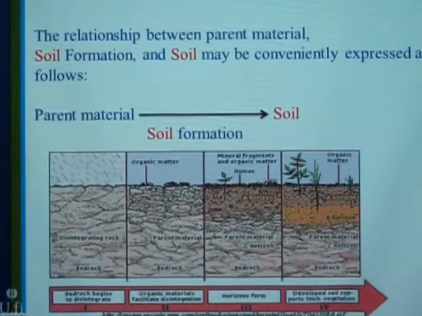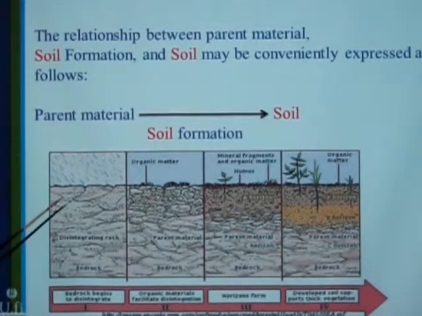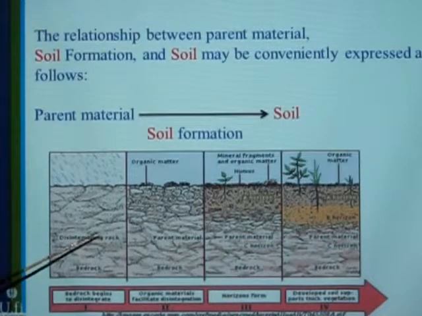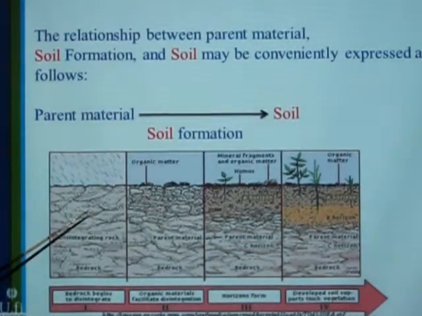The first factor of soil formation, as I said, is parent material. What does parent material mean? In very easy words, it's the base of the soil, the rock. All of these rocks have been subjected to some kind of weathering and breakdown. All of this rock has been broken down by the effect of physical, chemical, or biological weathering.